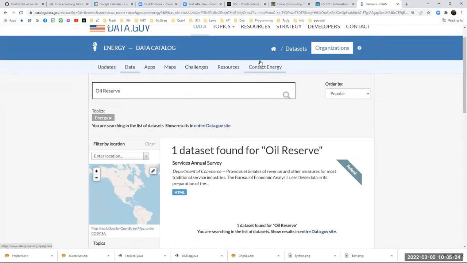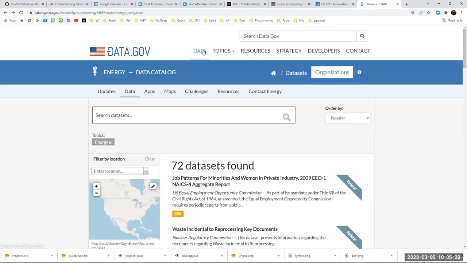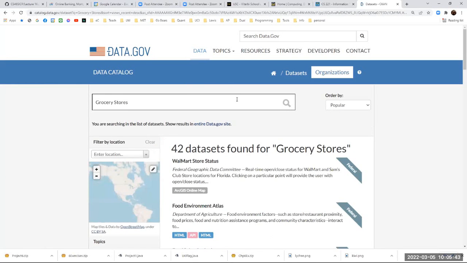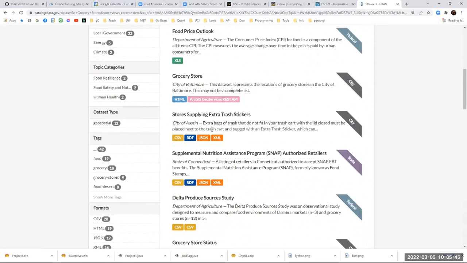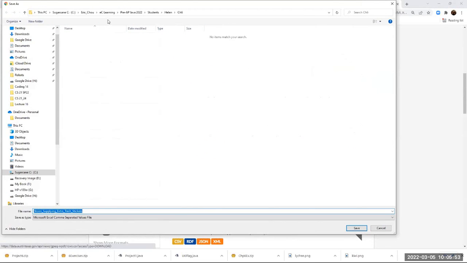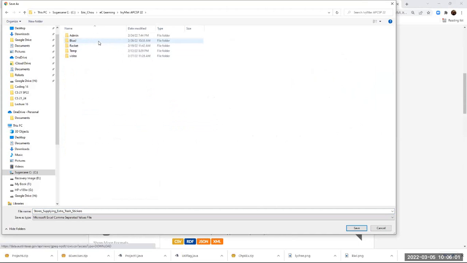Let's actually try going back. Let's try data, let's go to grocery store. By searching grocery store, I do find some files. So let me download the CSV file. This is a CSV file I download to some location. I'm not going to process it. It's actually too big, so let me just put it in the local.